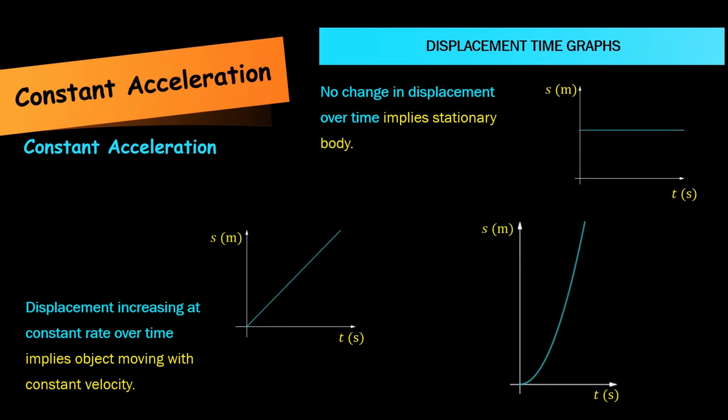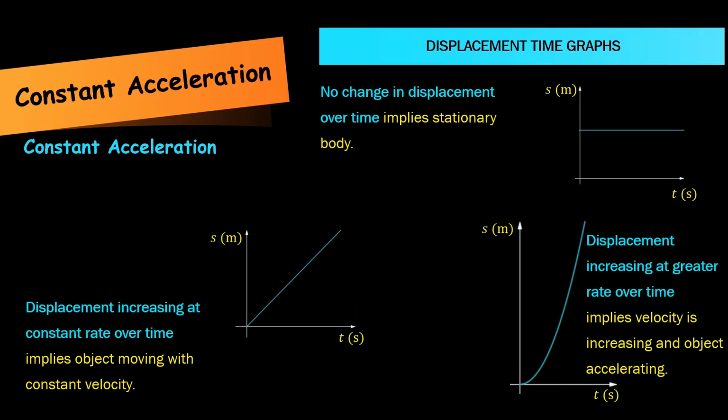And now for this graph. Again, the time in seconds is on the x-axis, and the displacement in meters from a given point is on the y-axis. In this graph, displacement is increasing at a greater rate over time, and the graph implies that the velocity is increasing and therefore the object is accelerating.